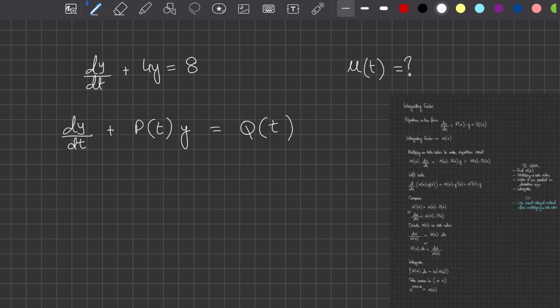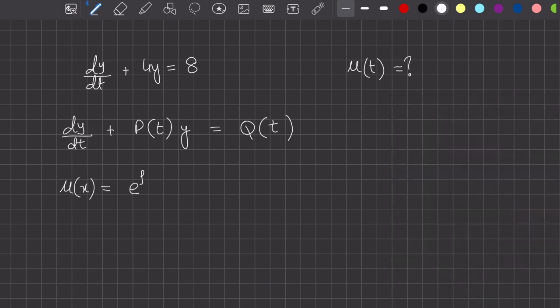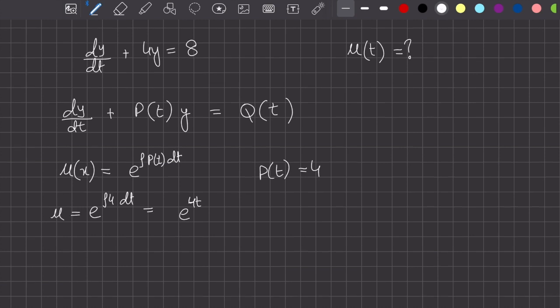We derived the method on how to find the integration factor, mu, and that came out to be equal to e power the integral of p of t dt. We can identify the function p as 4 in this example, and integrating 4 gives 4t, so the integration factor is e power 4t. Next step is to multiply this on both sides of the equation.